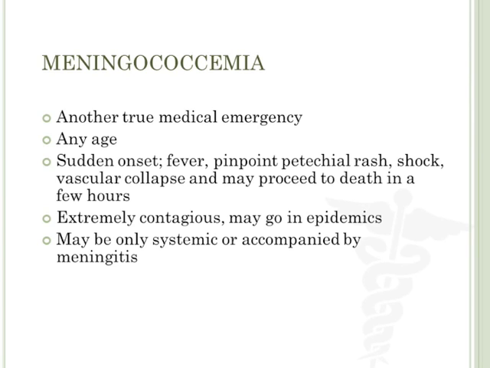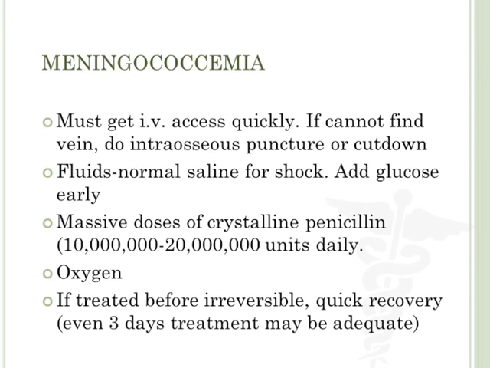Very, very contagious. It's seen in epidemics quite frequently, and usually is systemic, although it may be just a bloodstream infection, but meningitis is a secondary infection. It's fairly common with it, too. So we want to really jump for this one. You've got to get IV access quickly. You can't treat this with intramuscular penicillin. You need tremendous doses, and you need to get them in fast.